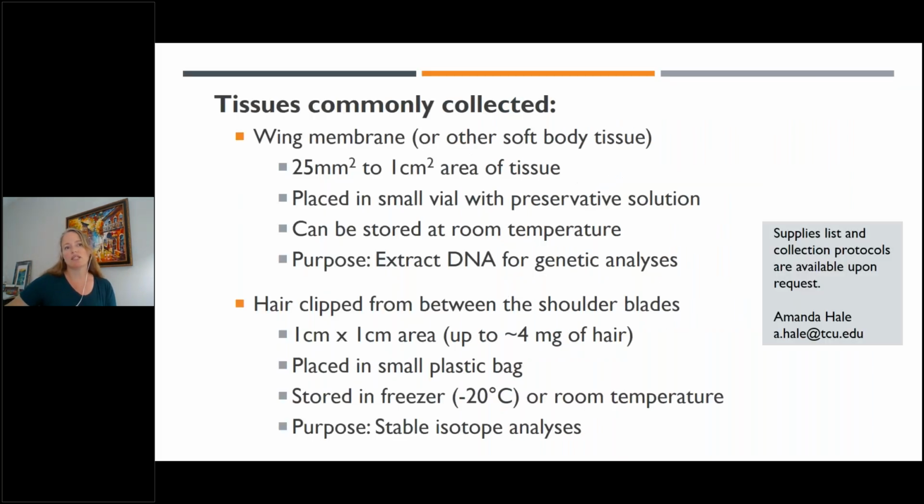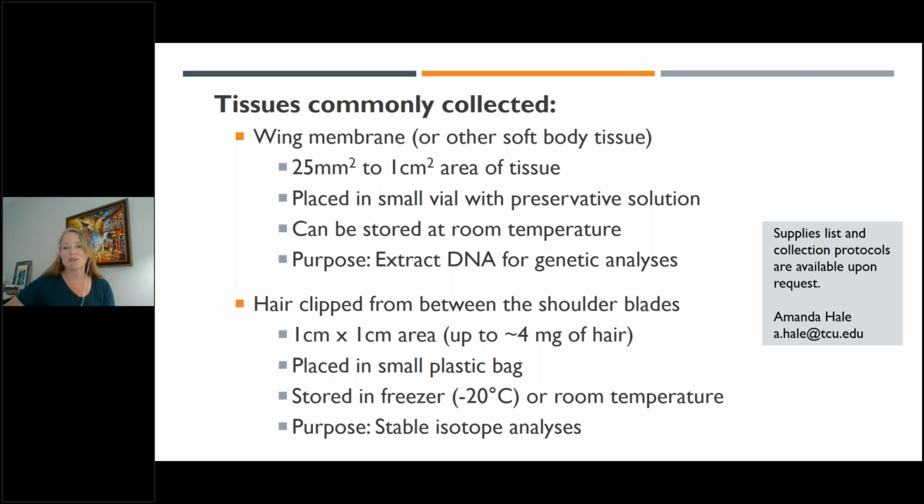If we're talking about the tissues that are most commonly collected, I'd say it's going to be wing membrane or other soft body tissue if the wings aren't present, or it's going to be hair clipped from between the shoulder blades. We're really talking about a small amount of tissue, so a small 5 millimeter by 5 millimeter cut of wing membrane is sufficient. You just place it in a 1.5 milliliter tube filled with some preservative solution, like 95 or 96% ethanol, and then it can be stored at room temperature and easily shipped off for genetic analyses.